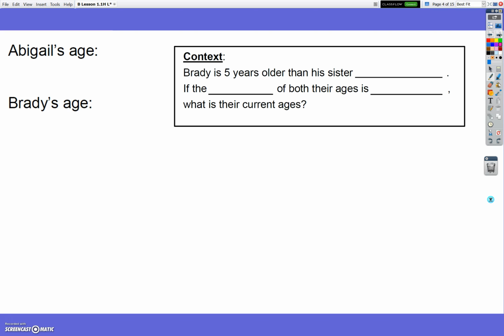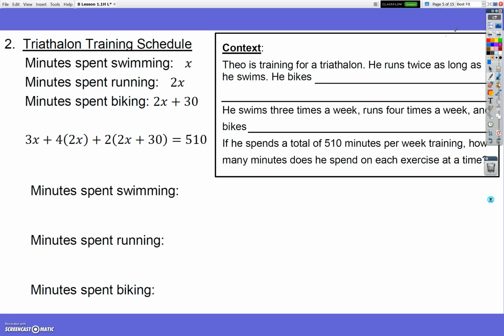Alright, so now let's look at this next one. We have 3 different pieces of information here. We have minutes spent swimming is defined by x, minutes spent running is defined by 2x, and minutes spent biking is 2x plus 30. Before we jump into the context, I want you to realize what this means. It says this guy swims. I don't know how much he swims, so we're going to put x.